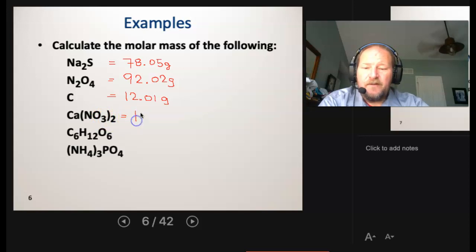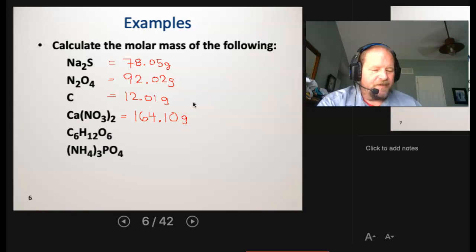So for that I've got 164.10. Now if your decimals are off by a little bit, that's probably because we're using two different periodic tables. That's not going to be a problem.